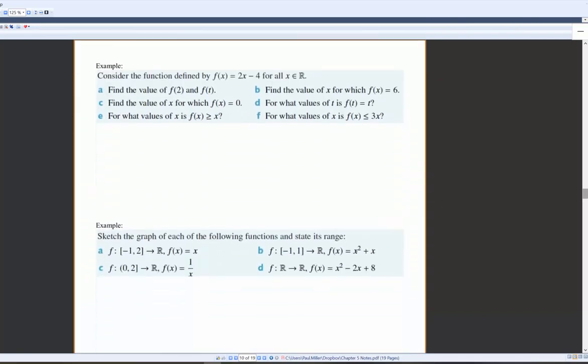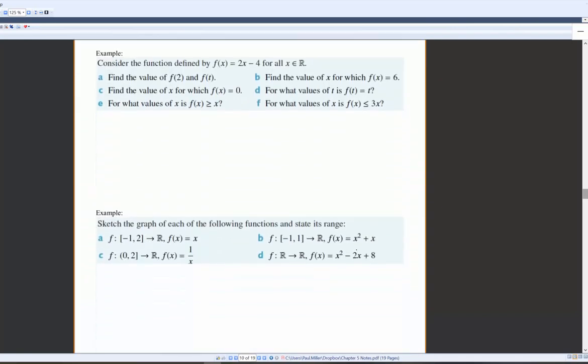Okay, so using function notation. Here's a function, f of x equals 2x take 4. We want to find the value of f of 2, so let's do that. f of 2 equals 4 take 4 equals 0. f of t equals 2t take 4. That's all we can do with that.